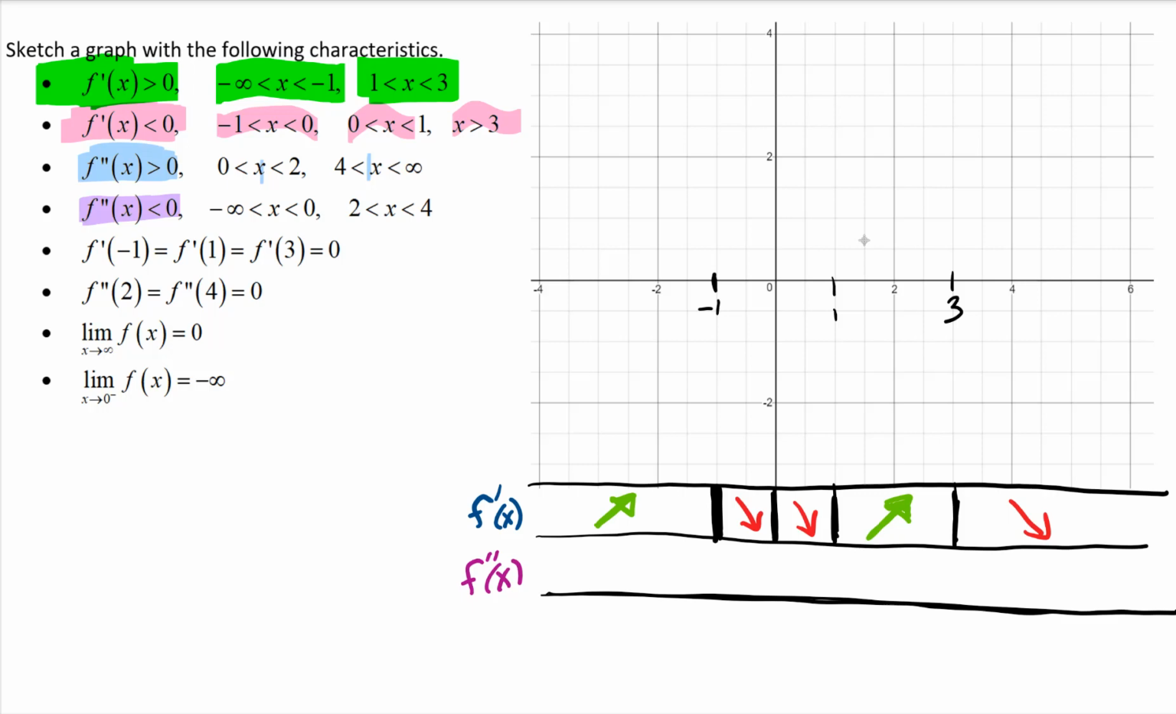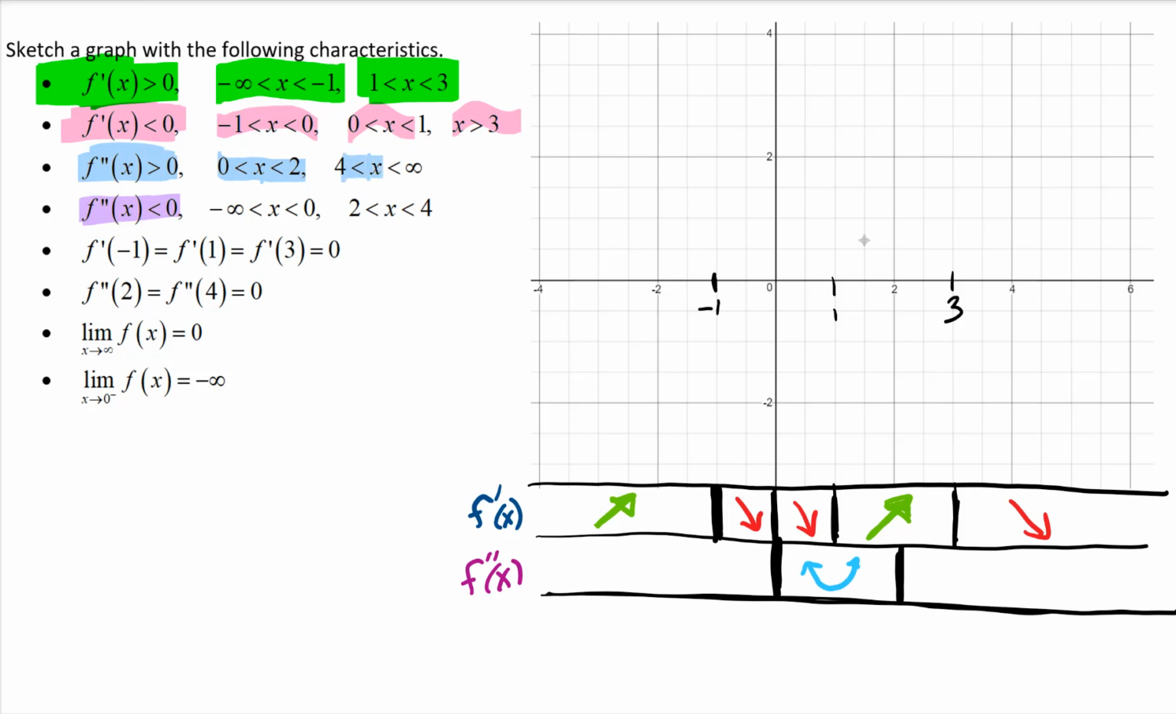Where is this? Oh, we go through and we're like, all right, f double prime. So concave up between 0 and 2. Let's block off 0 and 2. 0's right here and 2's right here, and it says that we are concave up. So let's make a smiley face with some arrows. Cool.